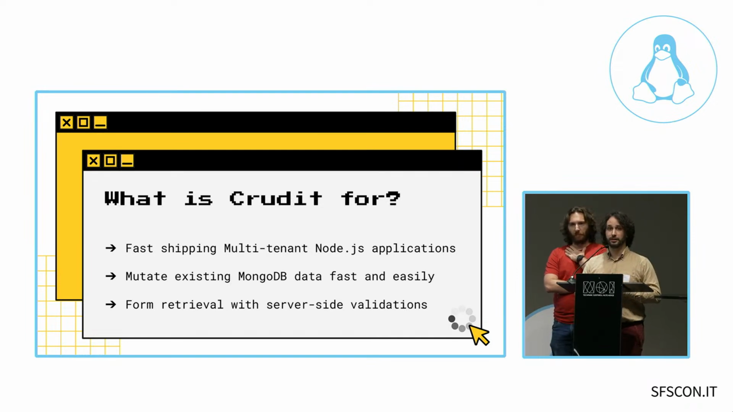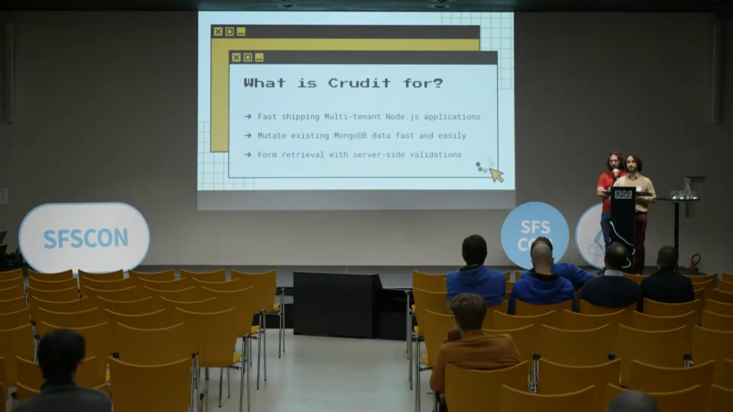CrewedIt can be used to quickly build a multi-tenant Node.js application, and can be used in an existing Node project with a Mongo Atlas, a MongoDB database, so a document-based database, to mutate your data easily and fast, and can be used with a project for form retrieval in a front-end first project, so it can be used to retrieve data from a landing page for a promotion, something like that.